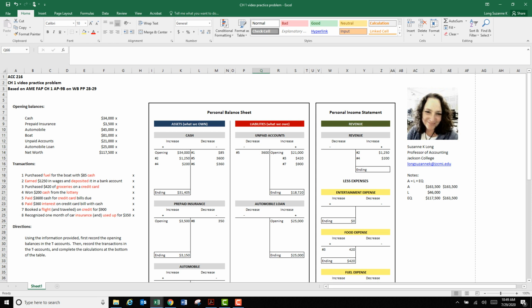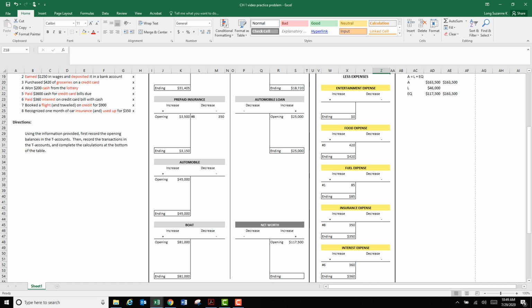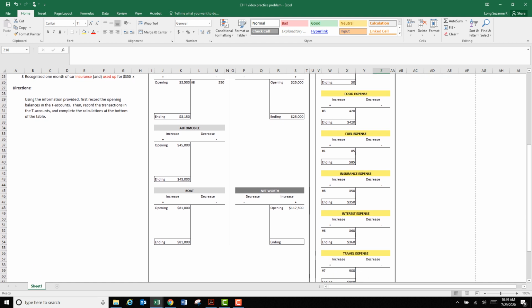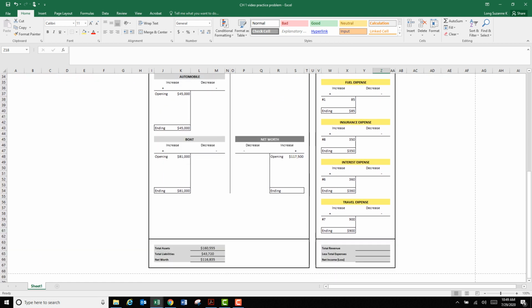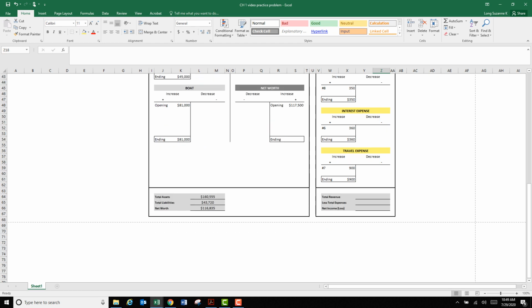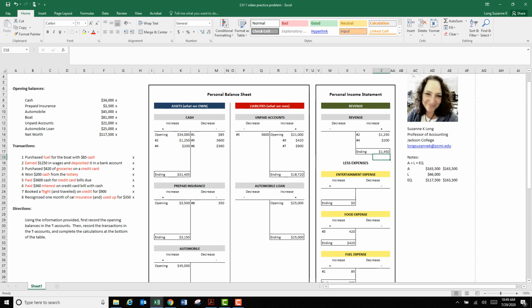Let's cruise on over to the income statement. Revenue, we've got these two to add up. You could do an auto sum, or you could do equals plus. Auto sum, click where you want the total, click auto sum. It's telling me what I want, but you could also click and drag what you want, enter. You could also do a plus formula. Entertainment expense. Guess we didn't have that, did we? Okay, so 0. Groceries, yep, I remember that one. Gas for the boat, yeah, 1 month of insurance. Little interest and travel. Yep, okay, I remember those.